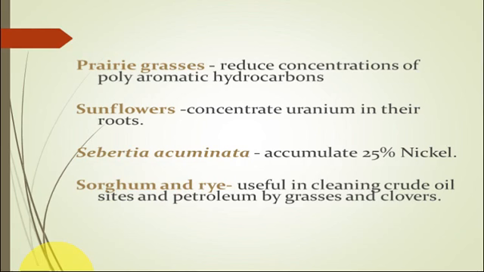Sunflowers concentrate uranium in their roots. Brassica accumulates 25% more nickel when compared to the other plants. Sorghum and rye are also accumulators.